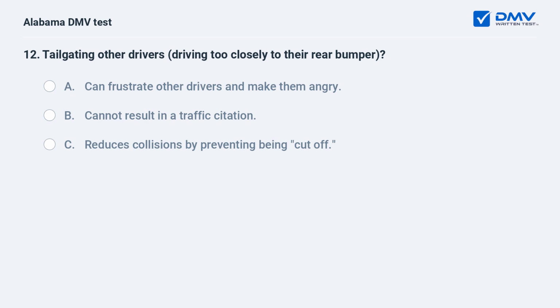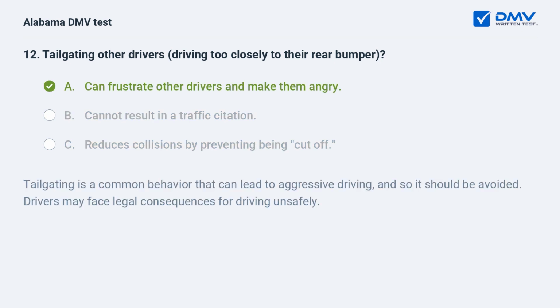Tailgating other drivers, driving too closely to their rear bumper. A. Can frustrate other drivers and make them angry. B. Cannot result in a traffic citation. C. Reduces collisions by preventing being cut off. The answer is A. Tailgating is a common behavior that can lead to aggressive driving, and so it should be avoided. Drivers may face legal consequences for driving unsafely.